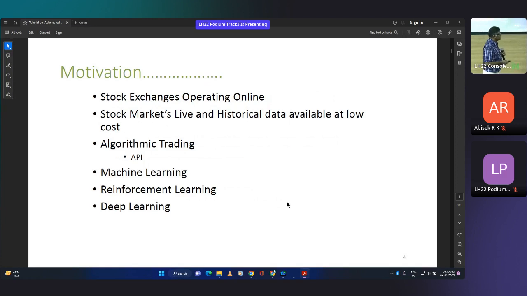This is the second point, the most important. Stock market live and historical data is available. Very high quality data is available at a very low cost. Like you just require 2,000 rupees to subscribe to, say, the Zerodha data engine, which provides you tick by tick data. That is, the moment the trade happens, you get the information. So that's very cheap.